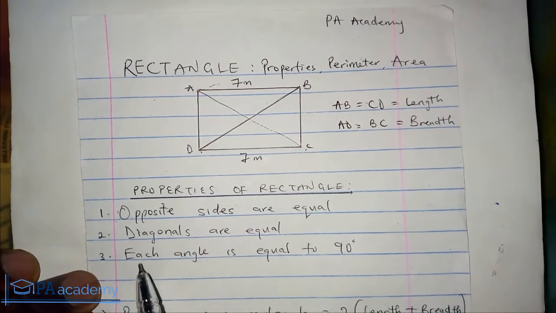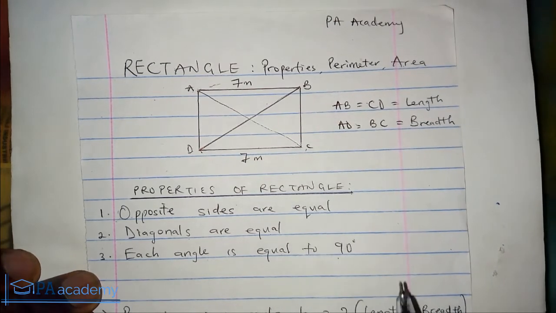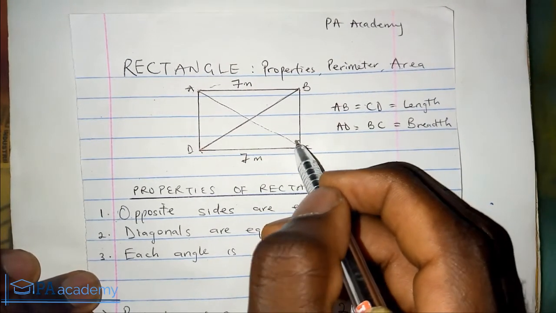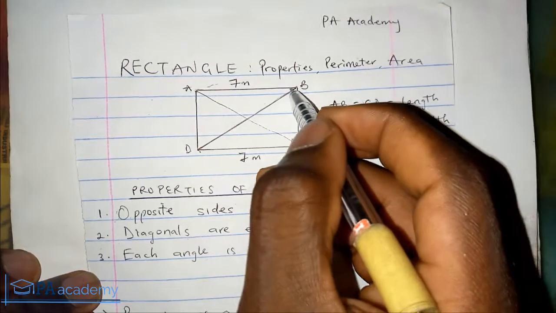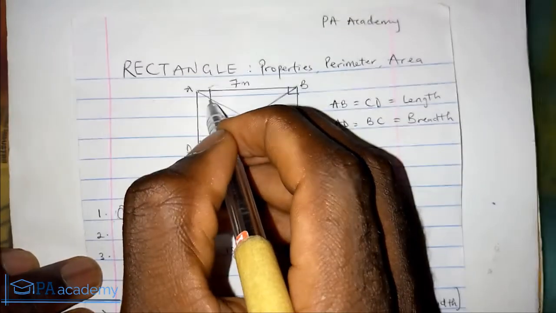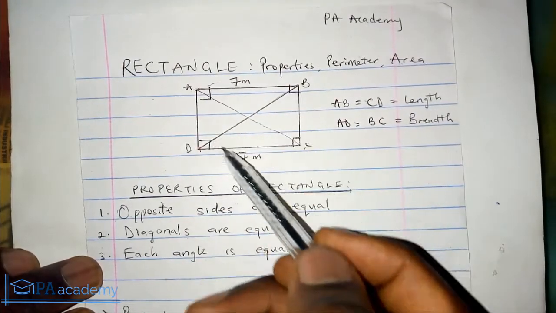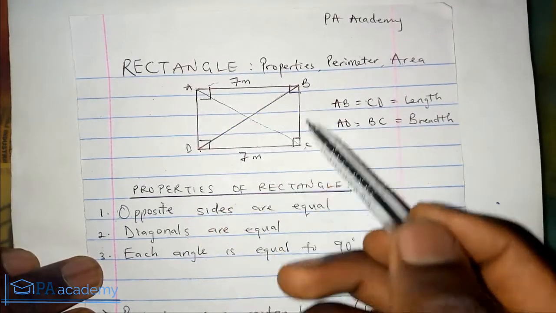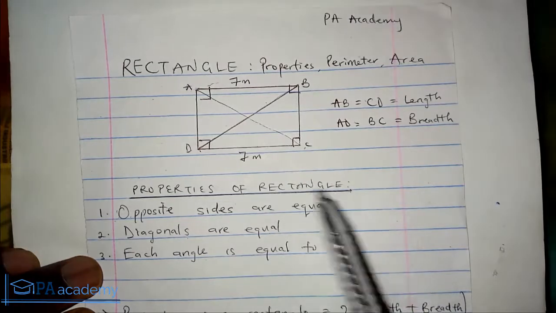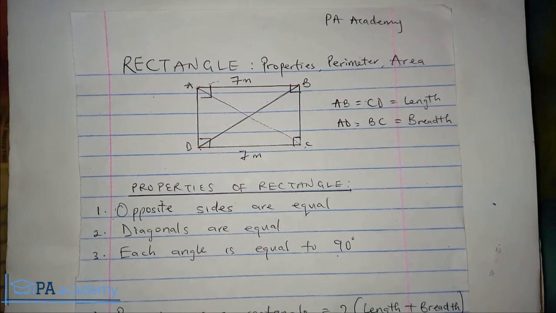Then the third one says each angle is equal to 90. Now when we look at rectangle, this angle here is equal to 90. This one is also equal to 90. Right here is also equal to 90, and here is also equal to 90 degrees. So each of the four angles inside the rectangle is always equal to 90. So these are three of some of the properties of a rectangle. There are more than this, but these are some of the basic ones that you have to know.